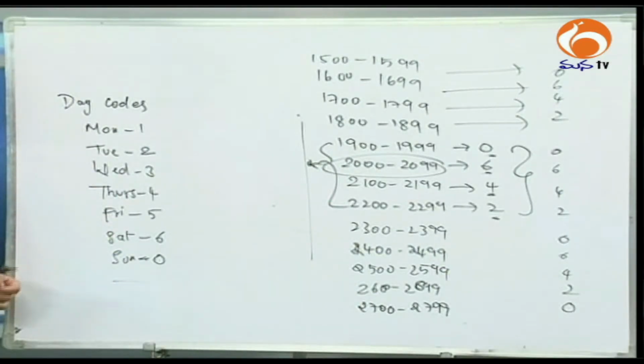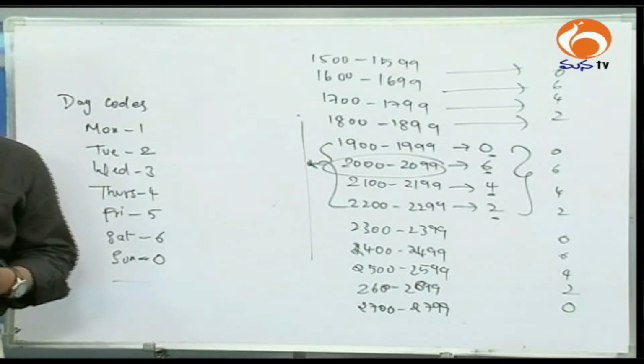I repeat, for Monday it is 1, for Tuesday it is 2, for Wednesday it is 3, for Thursday it is 4, for Friday it is 5, for Saturday it is 6, for Sunday it is going to be 0. All right. So these are the codes which we need to remember.